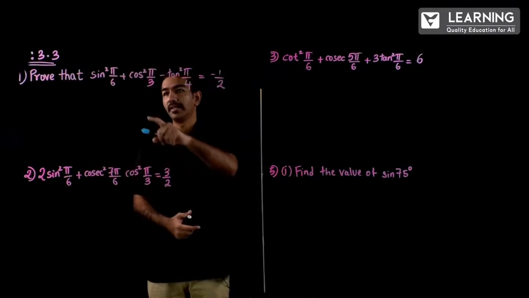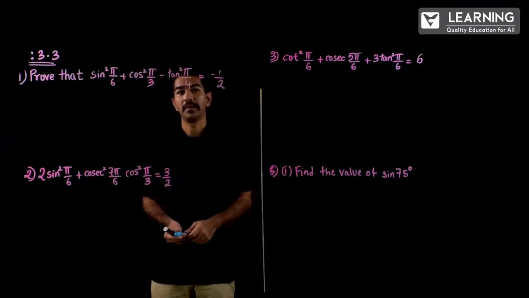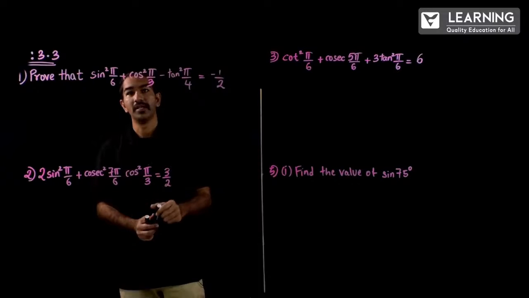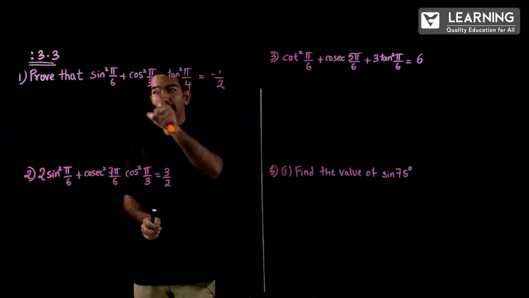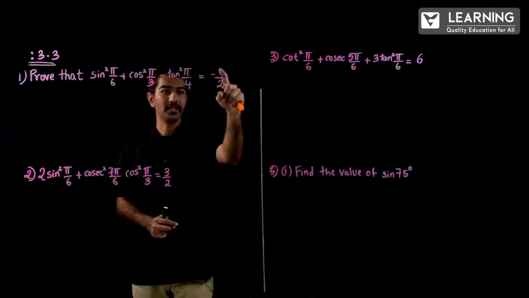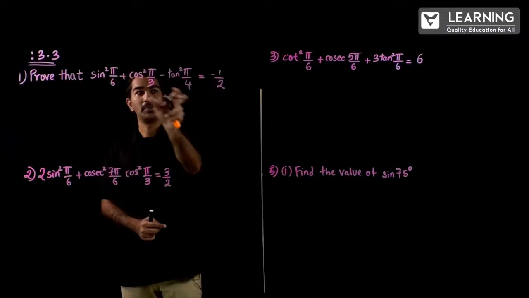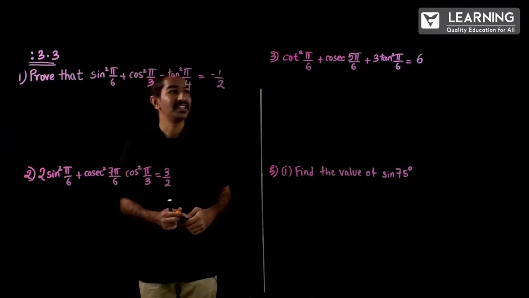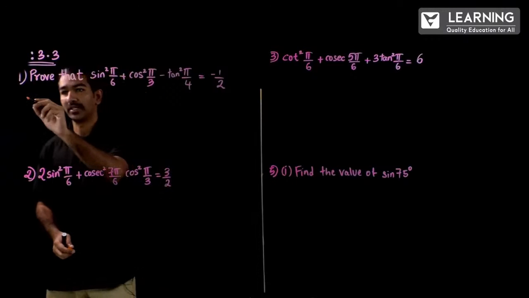Prove that sin square pi by 6 plus cos square pi by 3 minus tan square pi by 4 is equal to minus 2. So, students, what you have to do here is take the left hand side, simplify the left hand side, and you have to get the right hand side. If you do this much, the proof is finished and you will be awarded the marks. Alright, so let us start with the solution.